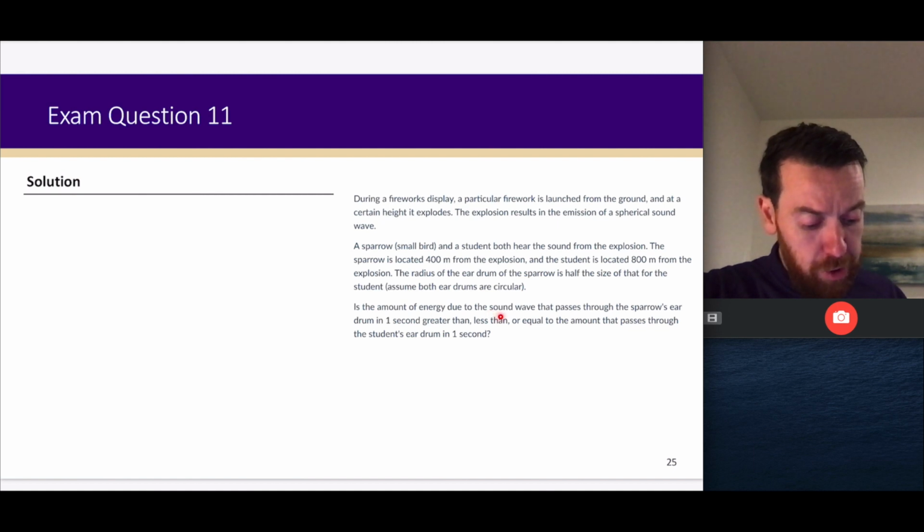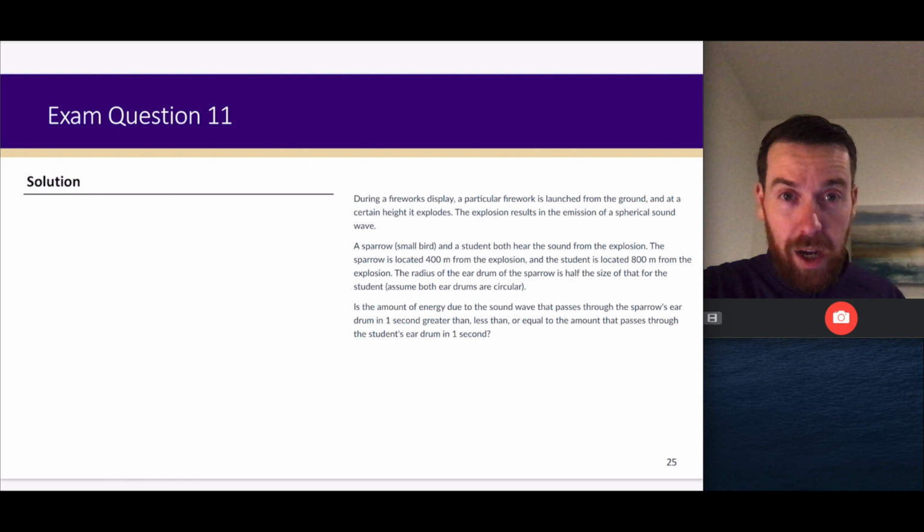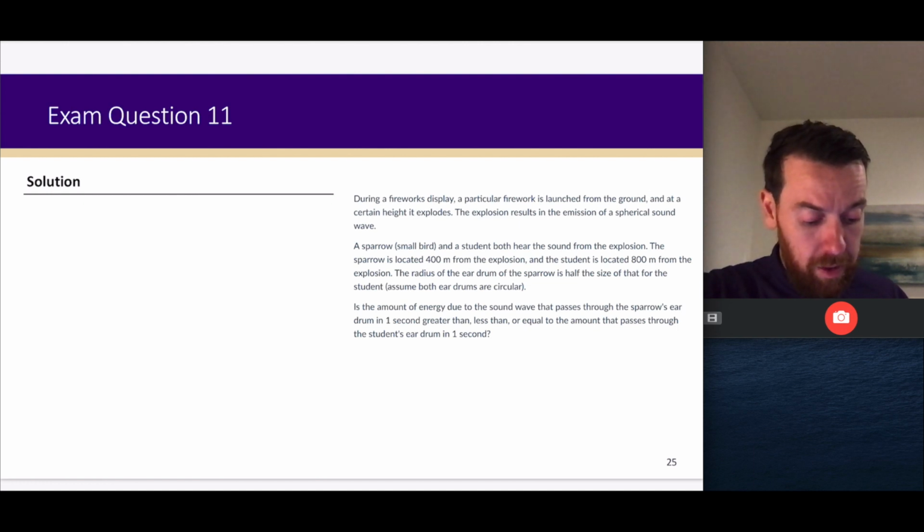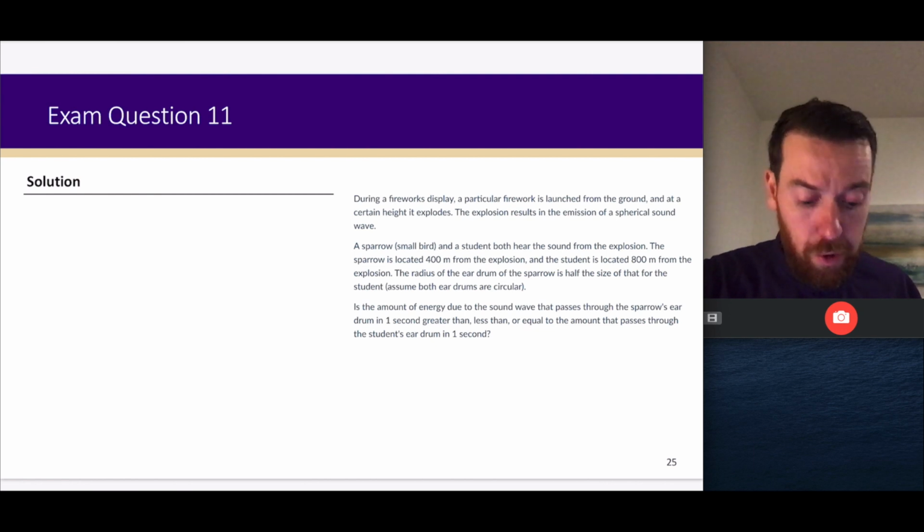The amount of energy due to the sound wave that passed through the sparrow's eardrum in 1 second, so energy per unit time, is power. So really we're trying to compare the power of the wave that's passing through the sparrow's eardrum to the power of the wave passing through the student's eardrum.